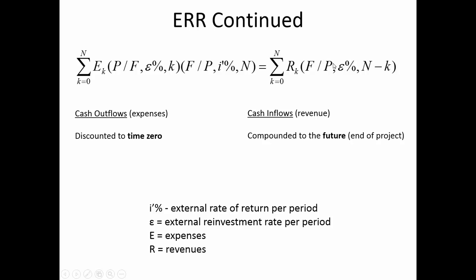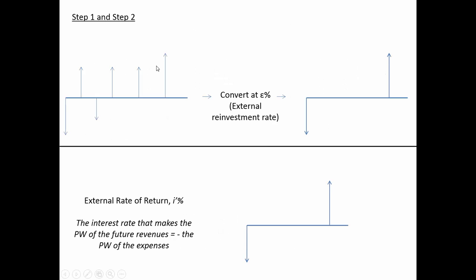And then you take all of the things that are inflows, and you take them from the present into the future. So you put them all at the end of the cash flow diagram if they're inflows. And then the relationship that's this bracket here, F/P, you're trying to solve for the unknown interest rate I prime, which is the external rate of return, that establishes equivalence between the revenues and expenses.